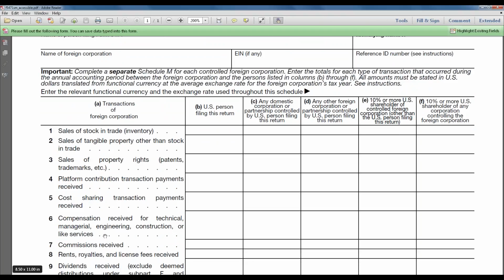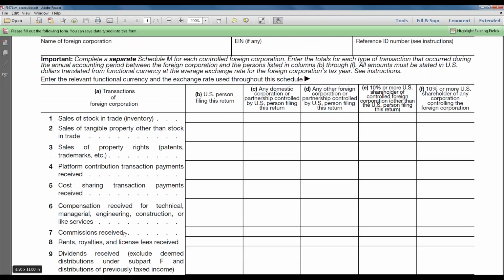Compensation received for technical, managerial, engineering, construction, or like services. So this is transactions of the foreign corporation received from a related party to the foreign corporation. This is a commission received by the foreign corporation. The IRS is asking all this. Let's look at line 6 and 7.